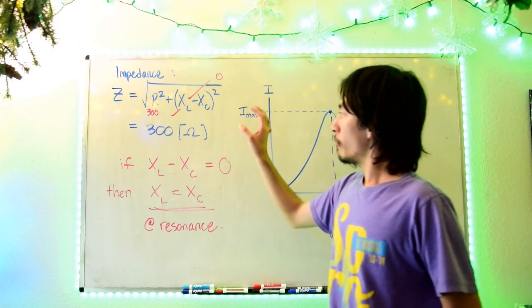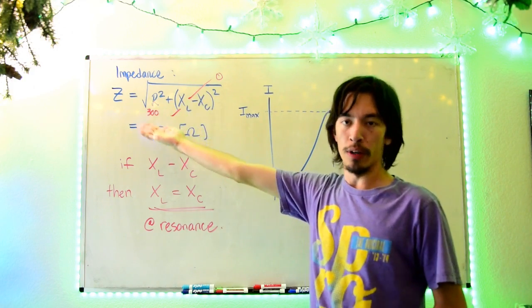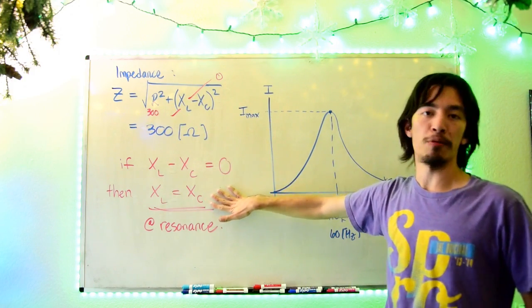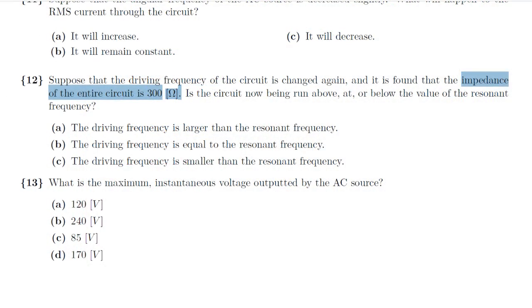So, because the impedance is 300 ohms, which matches the resistance value, we know that we're at resonance. So over here, the answer is that the driving frequency is equal to the resonant frequency. The other two options are basically if you're running in one case or the other, high frequencies or low frequencies.